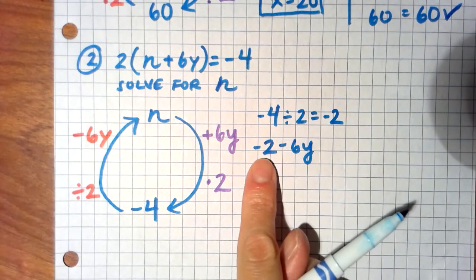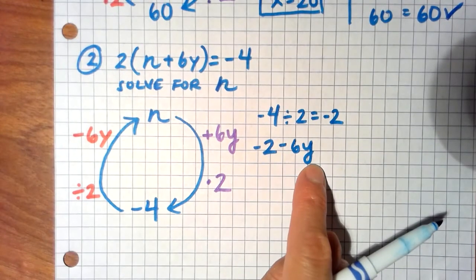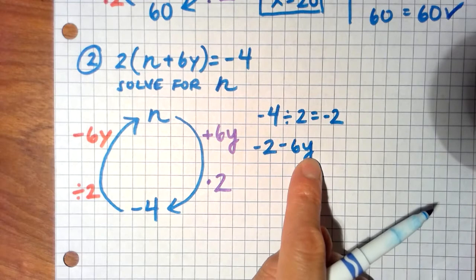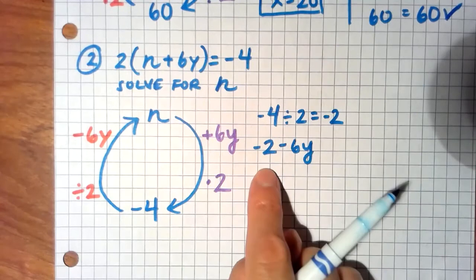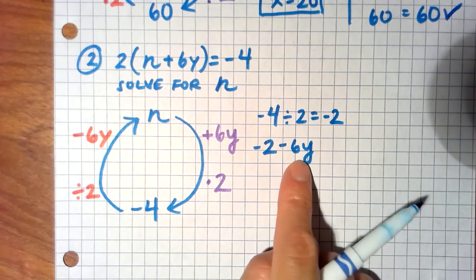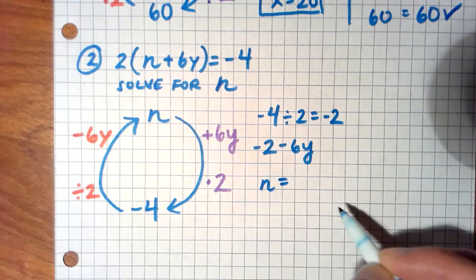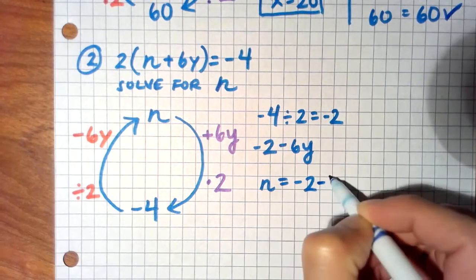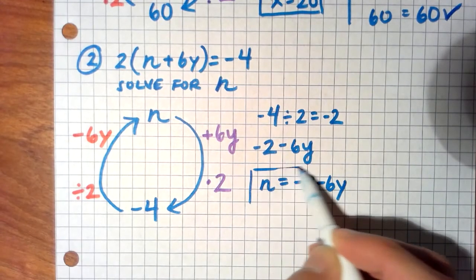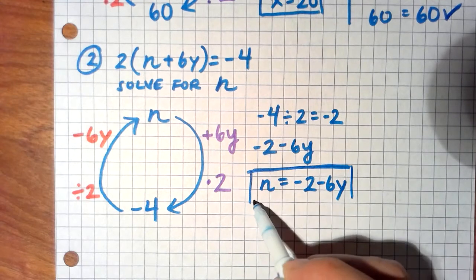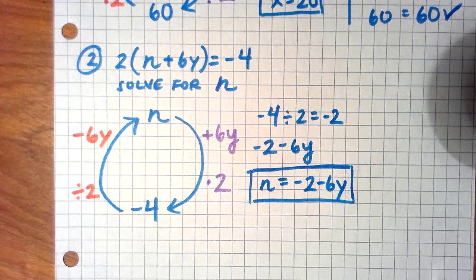Now here we have an integer, and then here we have 6 times y, 6 y's. And because these are not like terms, I actually cannot combine this any further. This is as far as I can go. So I can conclude that n is equal to -2 minus 6y. We don't know what y is, so y is going to appear in our solution for what n is equal to.